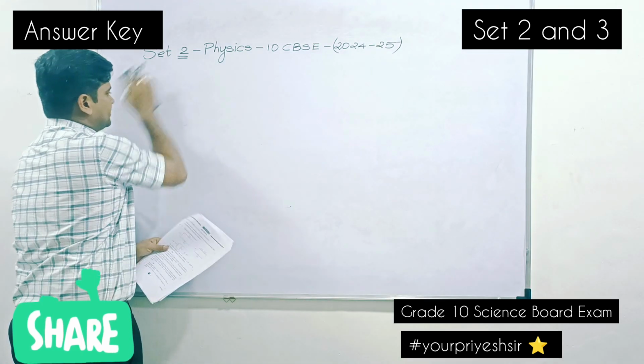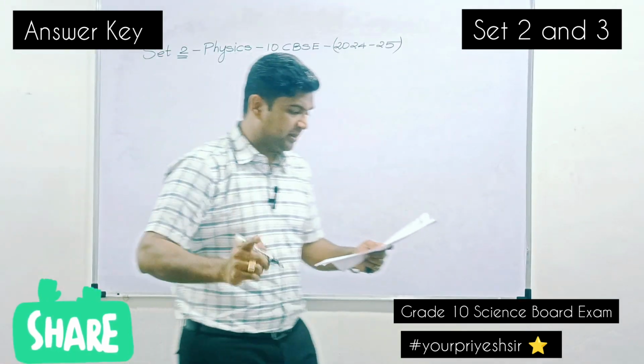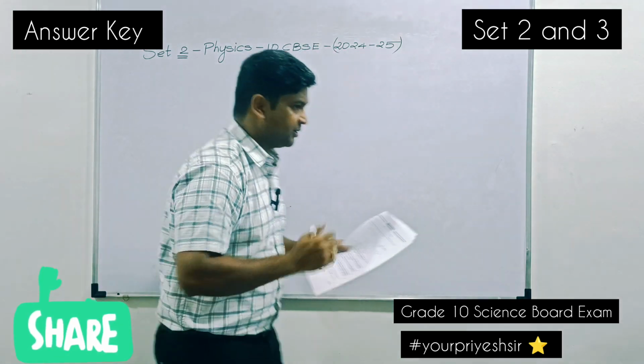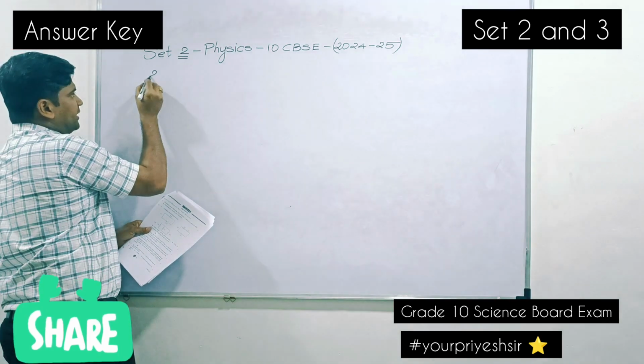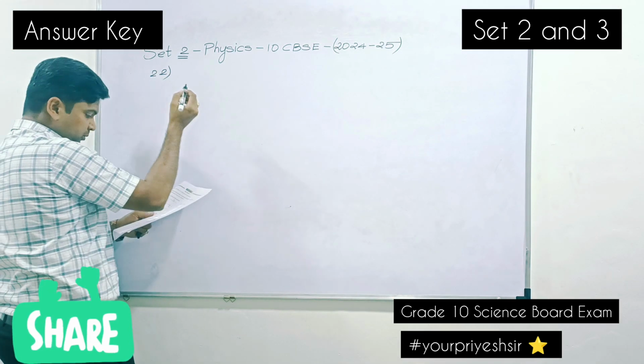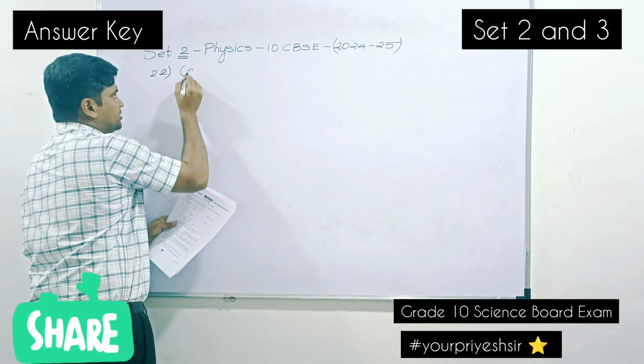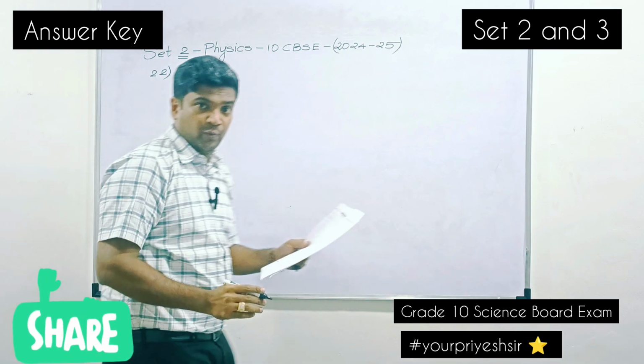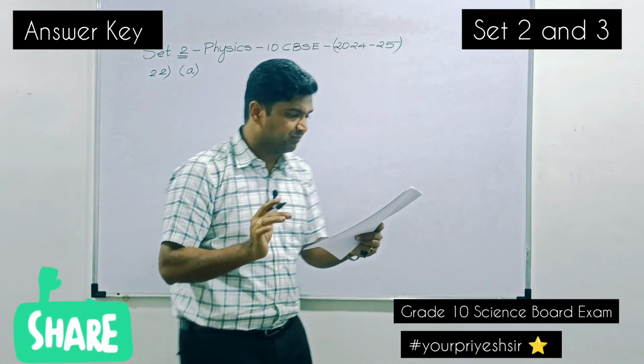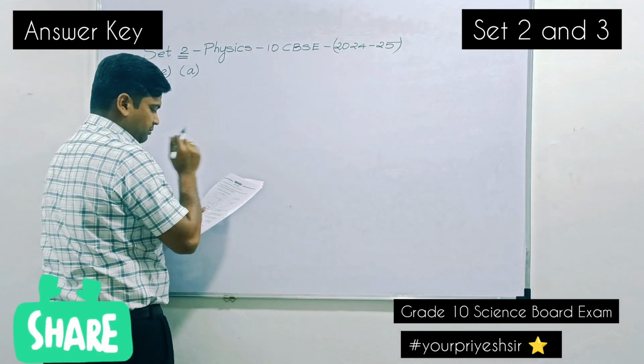Now, next. Section B. The 22nd question. Okay. So, I'll write here 22. उसमें options है. So, I'll first solve the A वाला question. ध्यान से देखो बेटा क्या दिया है.